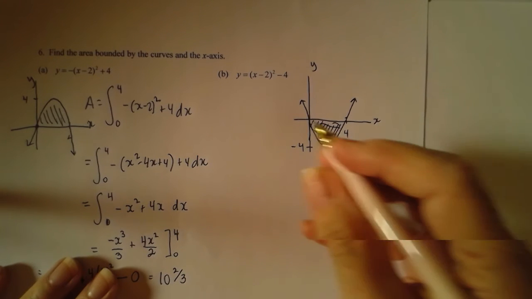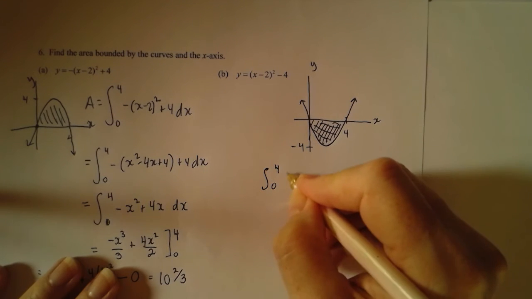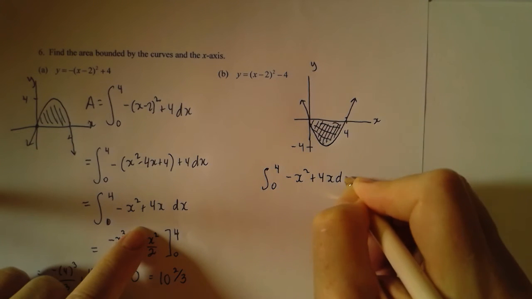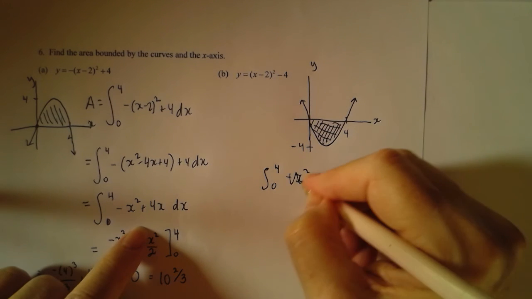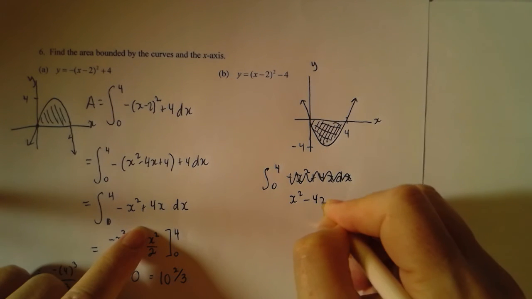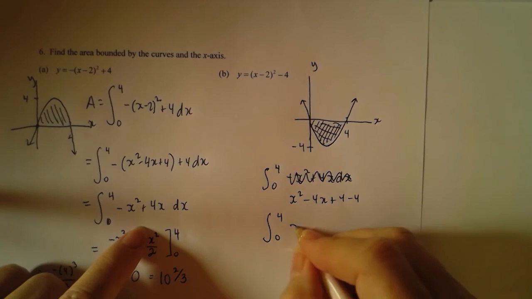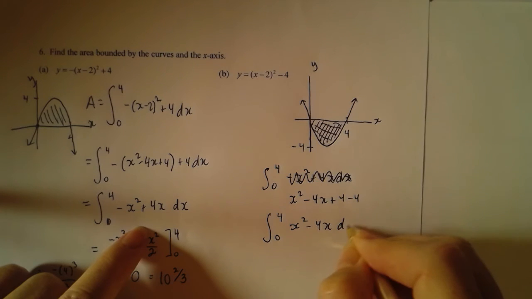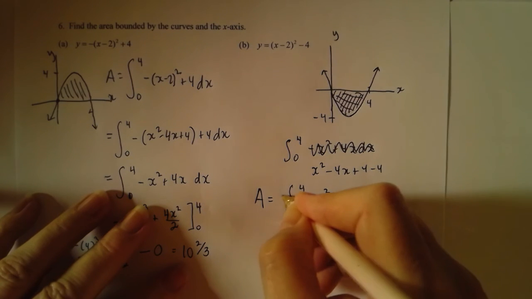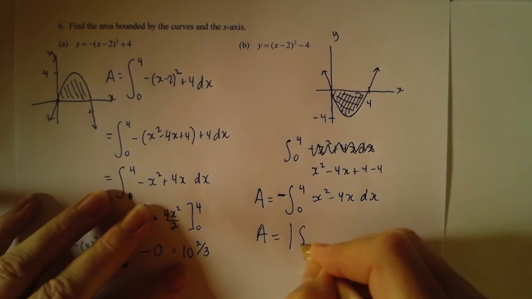So I have a couple different ways I can do this. I can say the integral from 0 to 4 of, and I'm just going to use my function that I got over here, negative x squared plus 4x dx. Oh, actually, that's not right, is it? I have a different function because I have x squared minus 4x plus 4 minus 4. So it's the integral from 0 to 4 of x squared minus 4x dx. I can write that and say the area is going to be negative that, or I can say the area is going to be the absolute value of that.